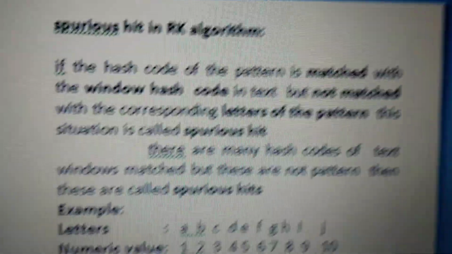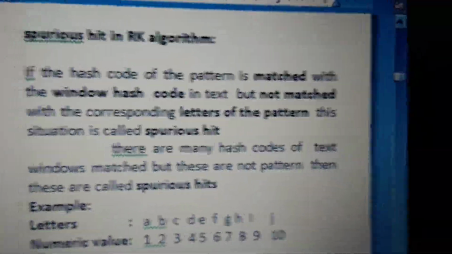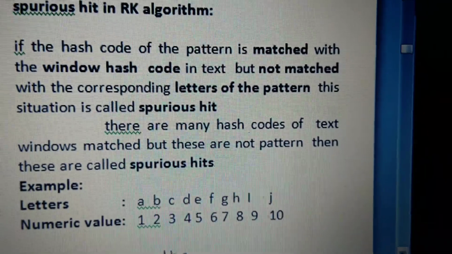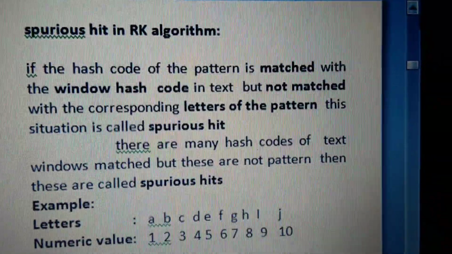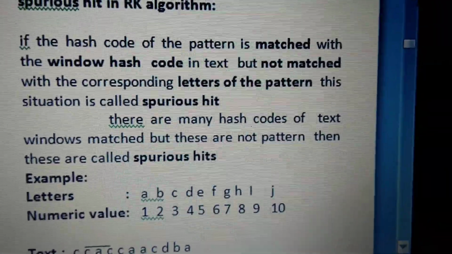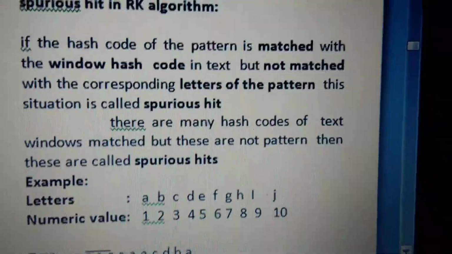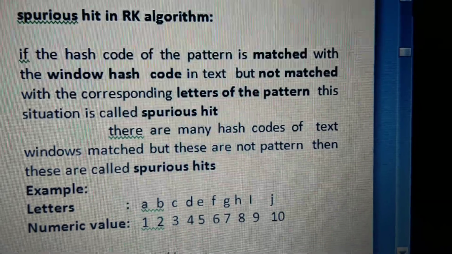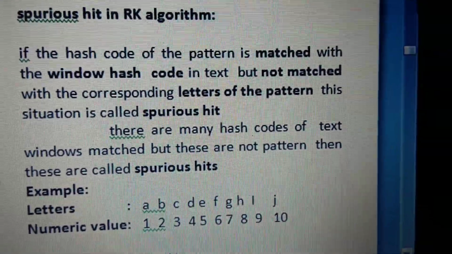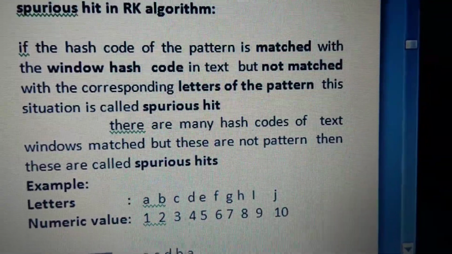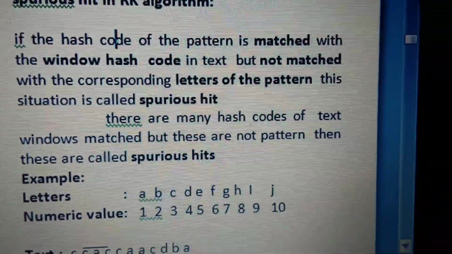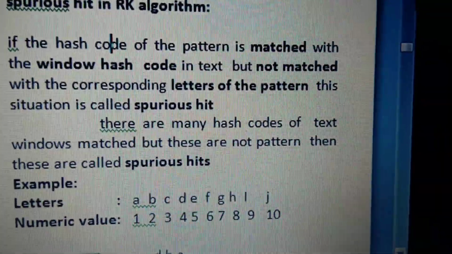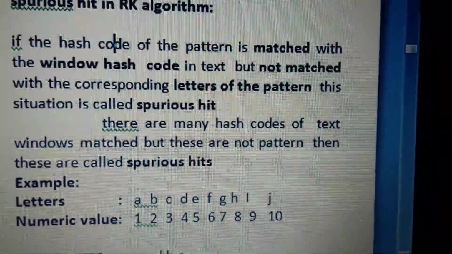So, dear students, in this example, I am going to explain the Rabin-Karp algorithm through example. Before that, we have to learn what is a spurious hit in the algorithm. Already, you know, in the algorithm, we have to find the hash code for the pattern and the hash code for the window. If the hash code of the pattern is equal to the hash code of the window, then we go for checking the individual characters of the pattern with the window characters.